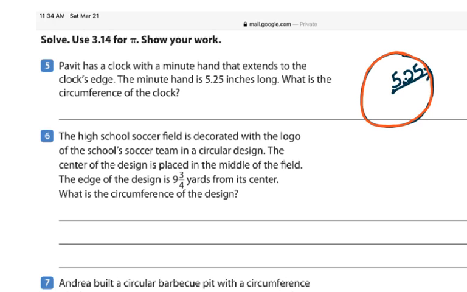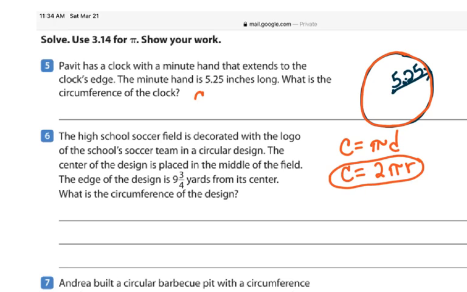There's two formulas. Circumference is pi diameter, or circumference is 2 pi r. And since I've been given radius, clearly, because it's only showing halfway across the clock, I need to do this one. So I'm going to plug in C equals 2 times 3.14, and then plug in my radius, 5.25. Again, when I double 3.14, I get 6.28.